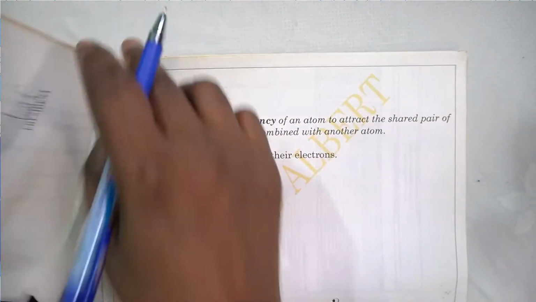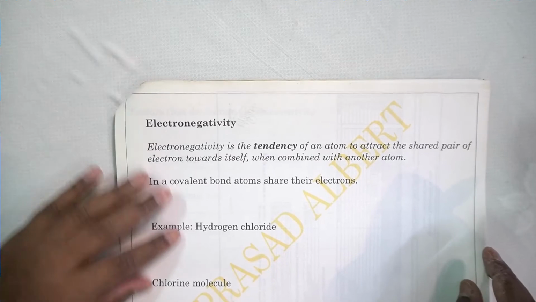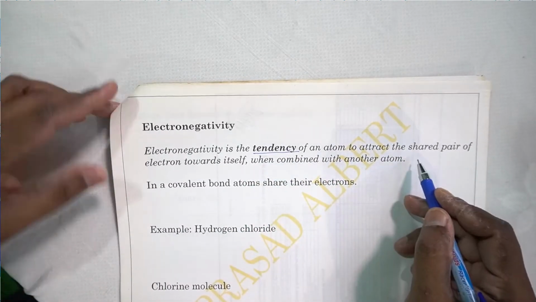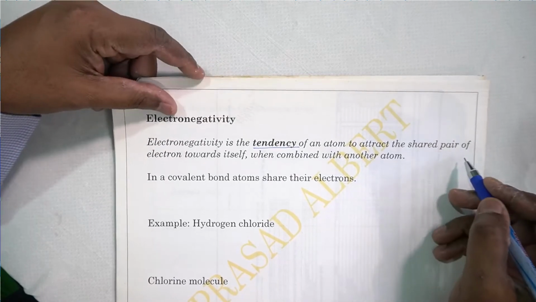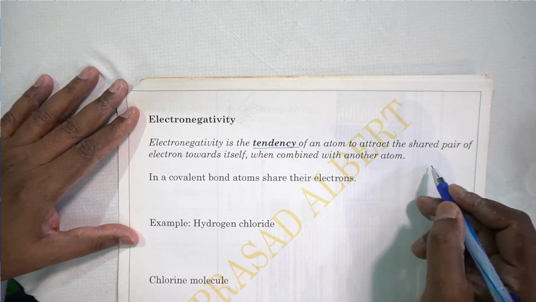What is electronegativity? How does it vary across a period and down a group? Now see, electronegativity is the tendency, underline this term, tendency, of an atom to attract the shared pair of electrons towards itself when combined with another atom.